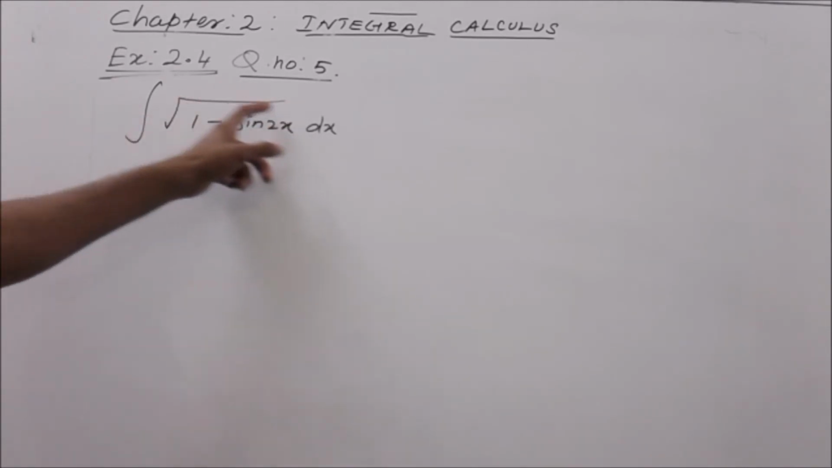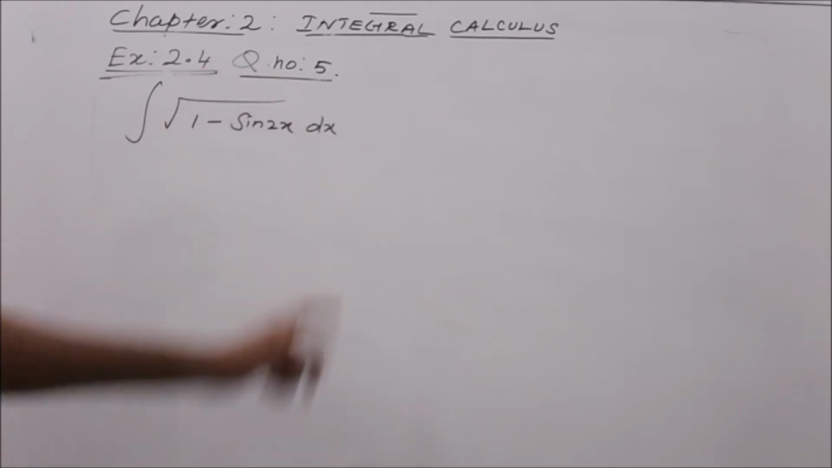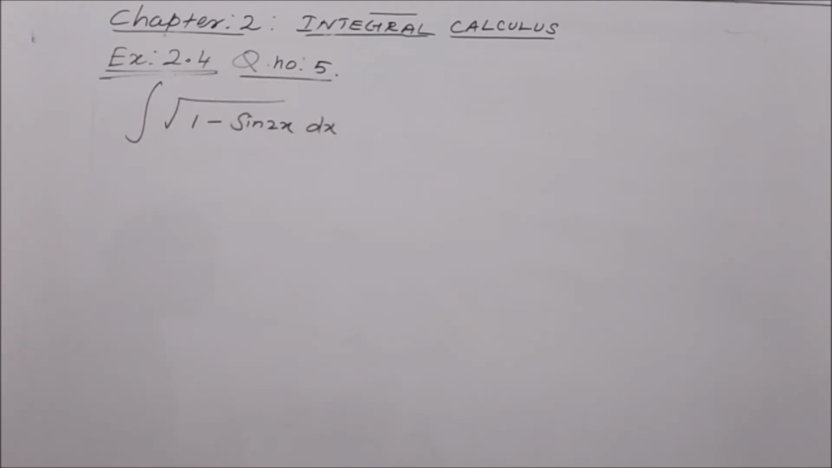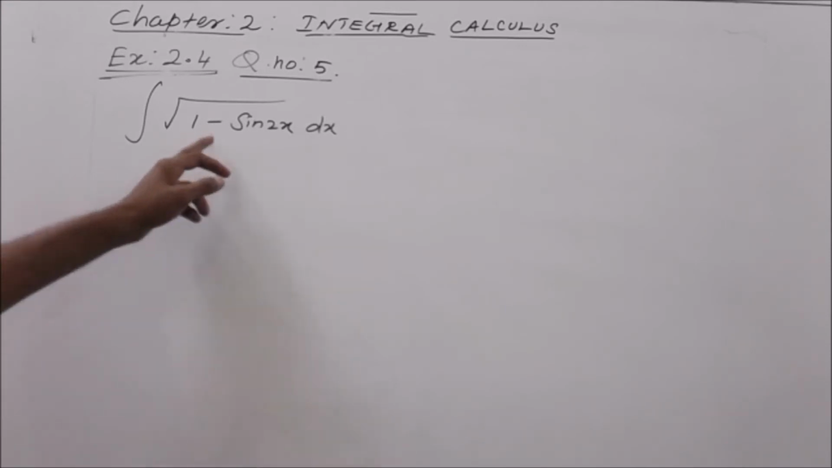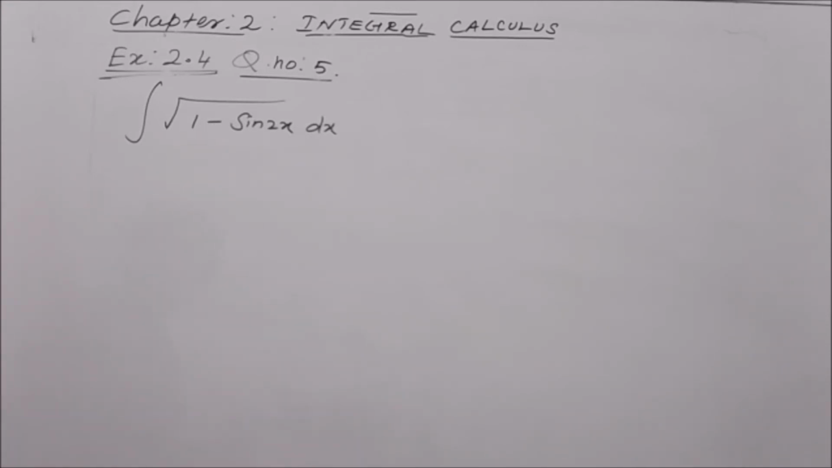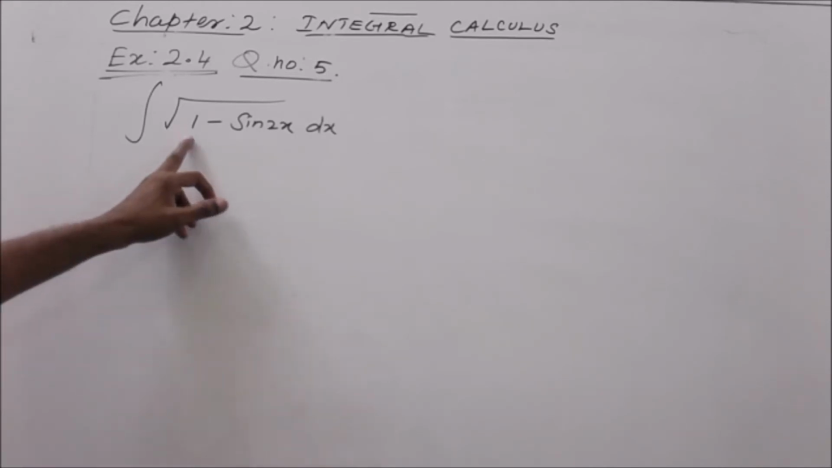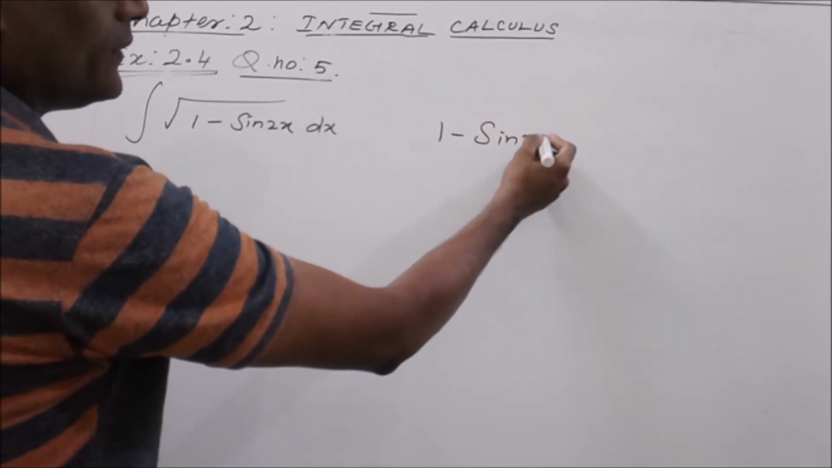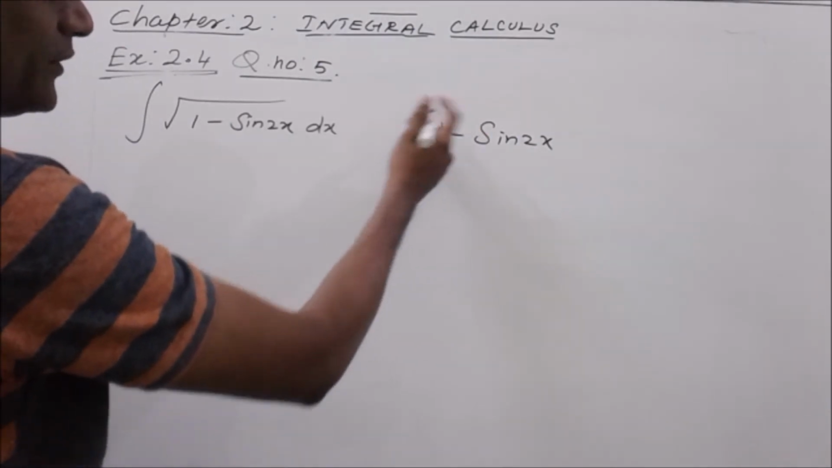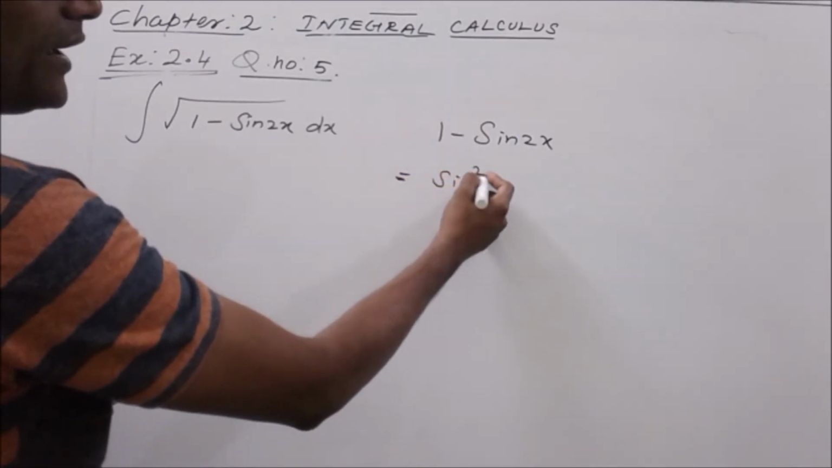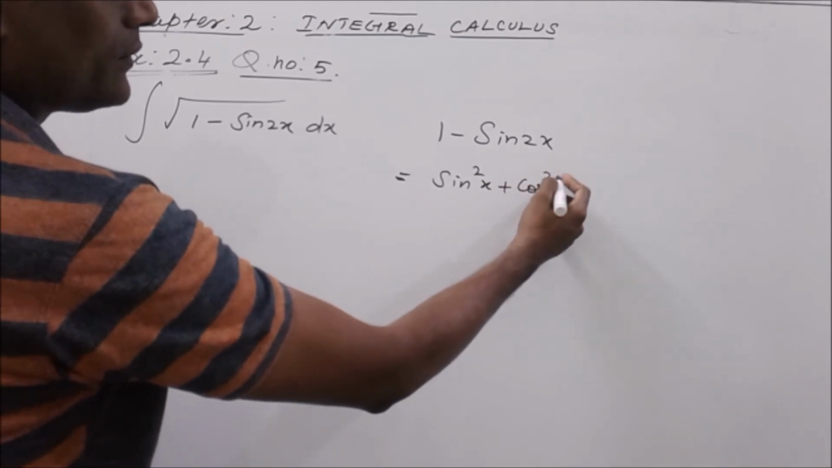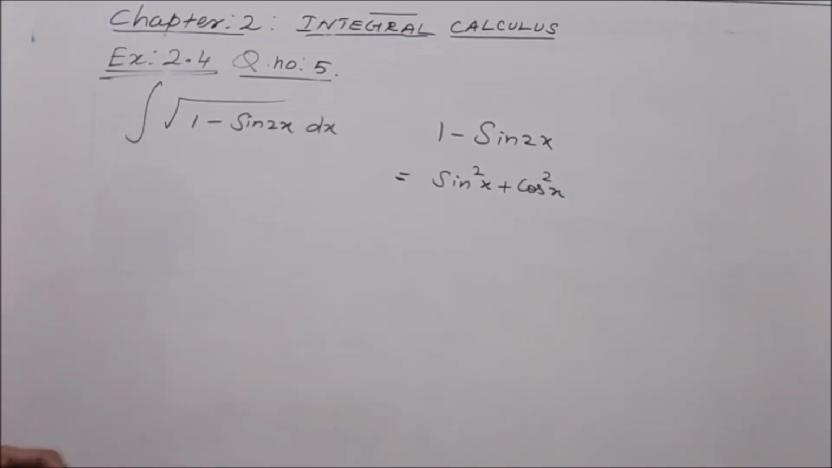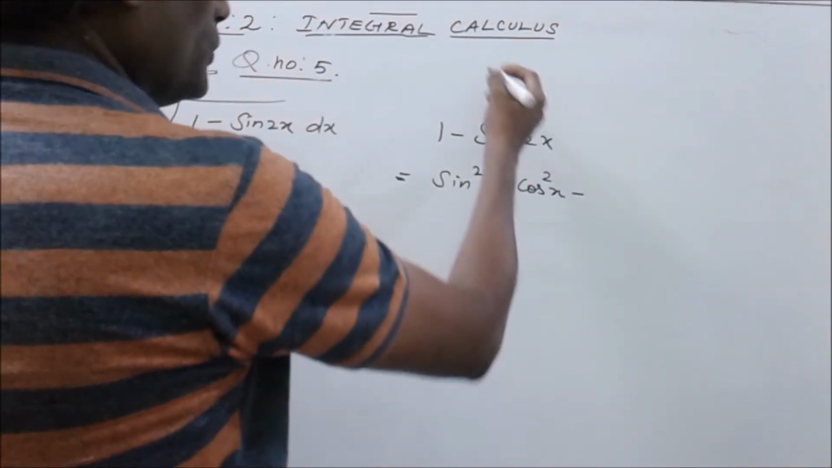We reduce it to a single function or two functions by use of some trigonometry formulas. 1 minus sine 2x can be approached in two different manners. I will give you an easy way to complete it. By trigonometry identity, we have 1 equal to sine square x plus cos square x. So 1 minus sine 2x is equal to, with 1 replaced by sine square x plus cos square x, a very familiar formula, then minus sine 2x.